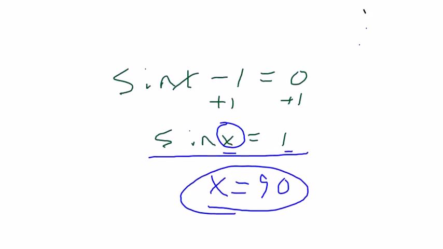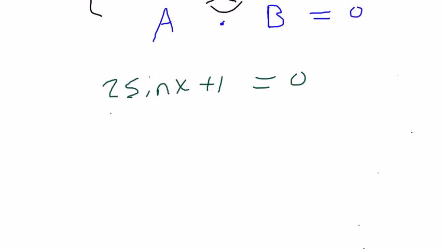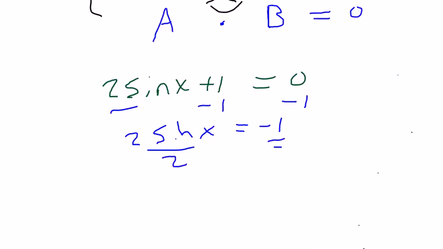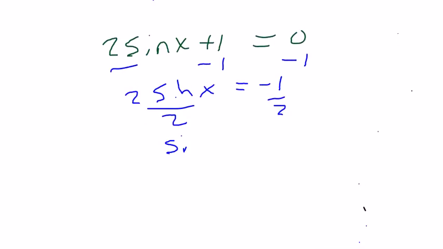Okay, let's see if we can find any more answers. We'll use this equation here. First thing we'll do is subtract 1. So we get 2 sine of x equals negative 1. Next we will divide by 2. We get sine of x equals negative 1/2.